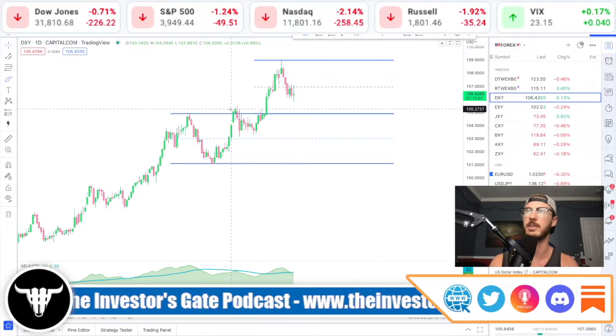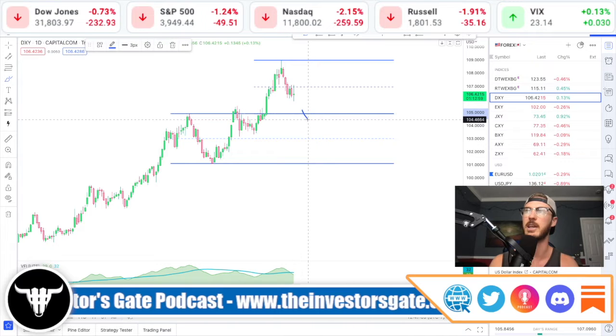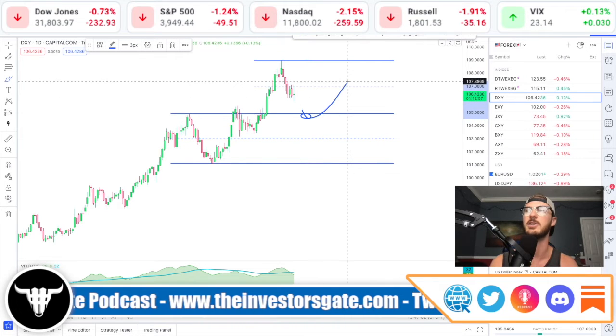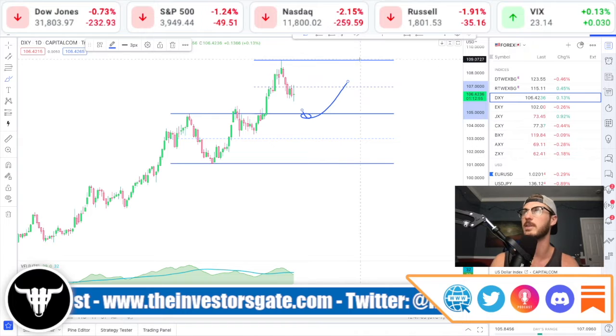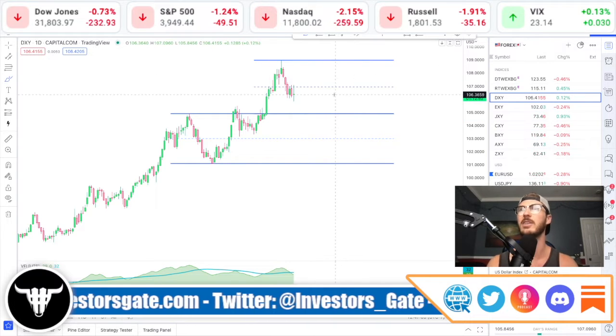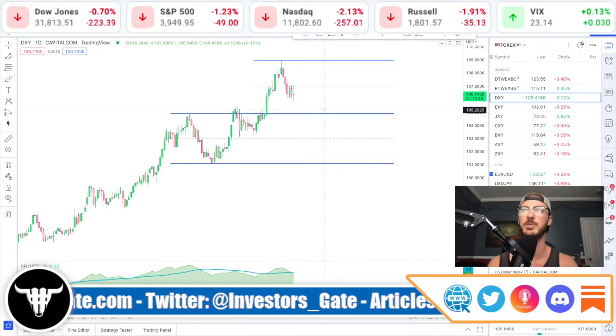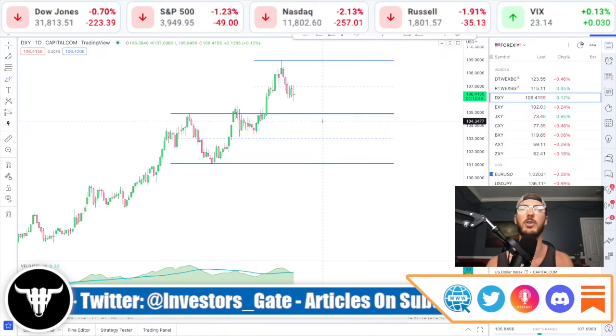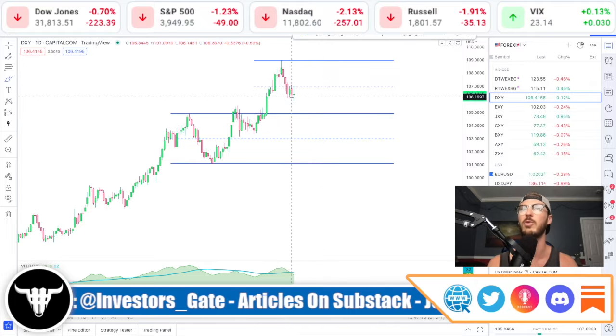It could, just like this, dip a little bit into discount before it catches a bid and continues higher back towards possibly the top end of this range around 109. So that is the level. Those are the levels for the dollar that I'm interested in. I mean, obviously this isn't a currency pair, but it represents dollars.